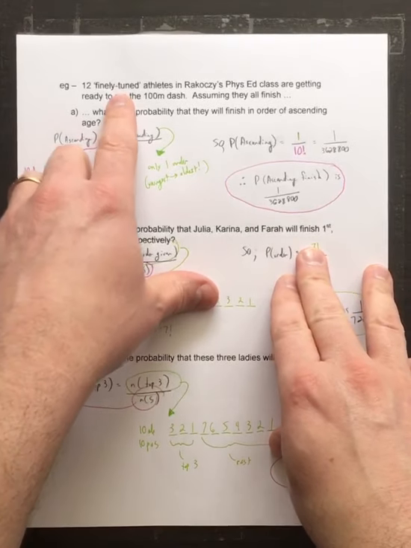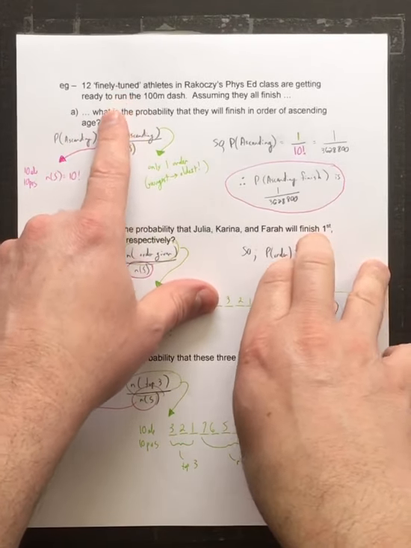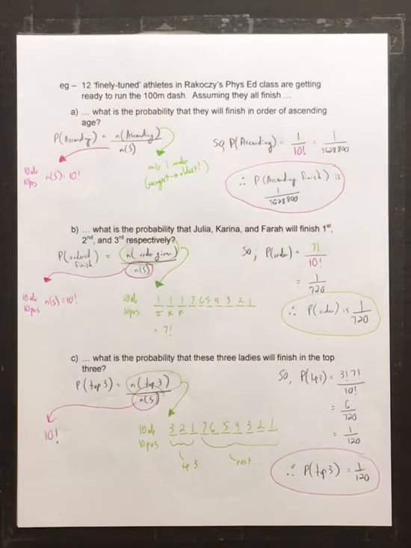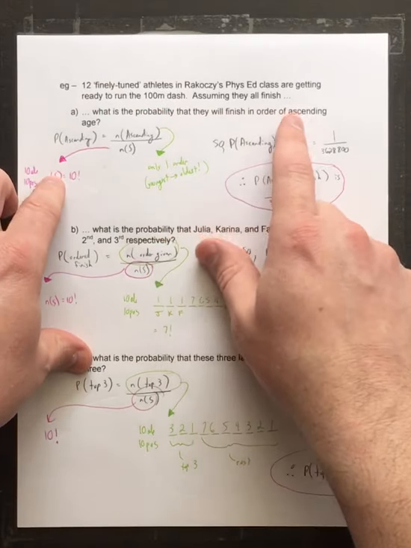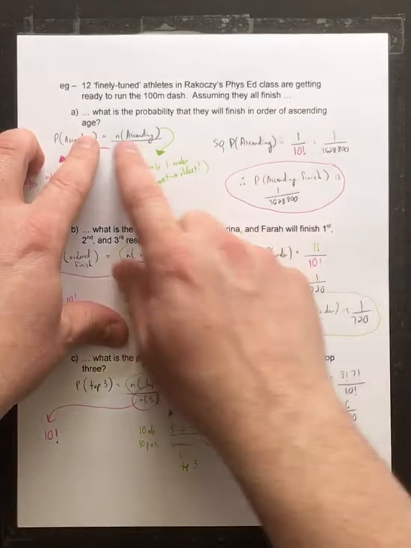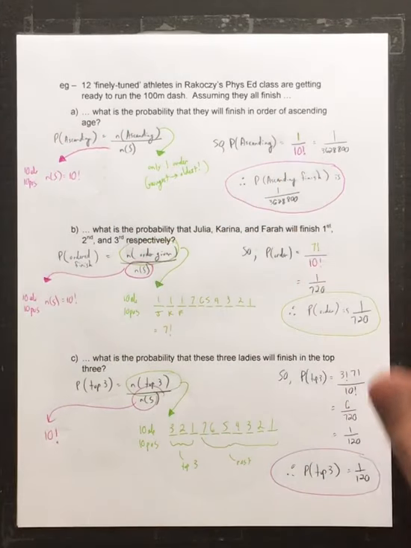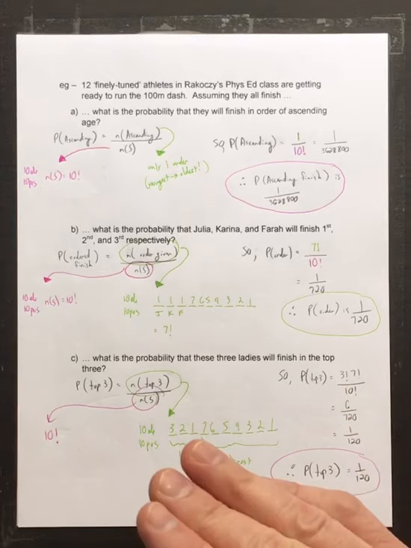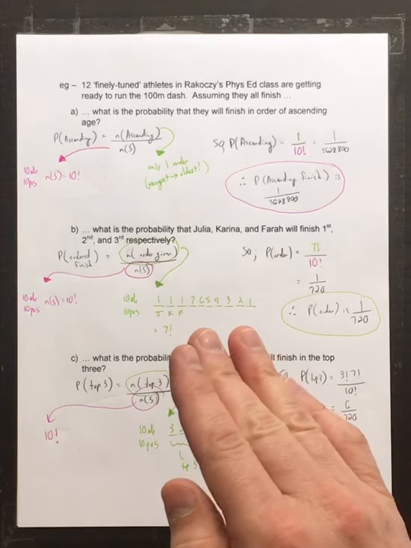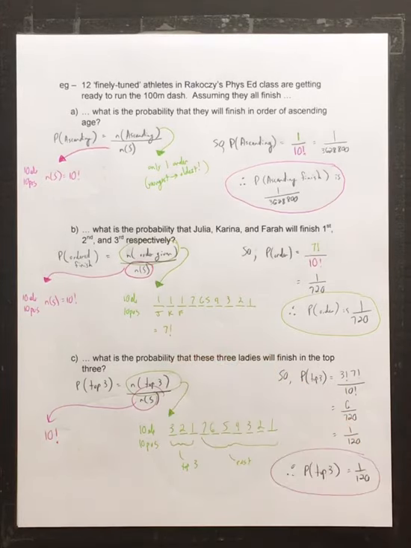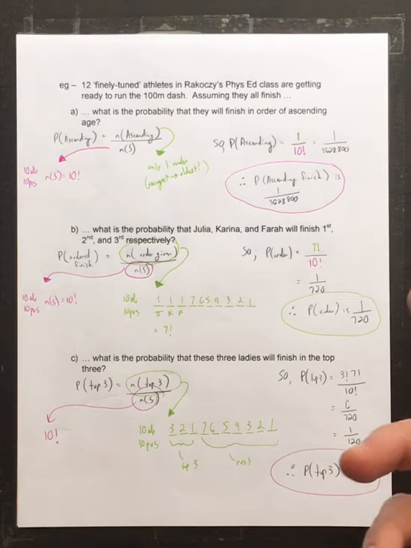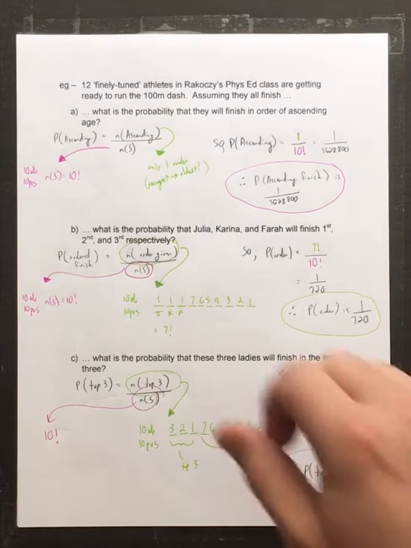12 finely tuned athletes in Berkozzi's phys ed class are getting ready to run the 100-meter dash. Okay, so they're lined up on the track, they're getting ready to go. Assume they all finish. Okay, no one gets injured or something along the way. What is the probability that they will finish in order of ascending age? Ascending age means they go from, I guess, first place would be the youngest, and then last place would be the oldest. Or I guess it could be the other way around, but we'll pick one of those. Either way, it's in a very specific order.